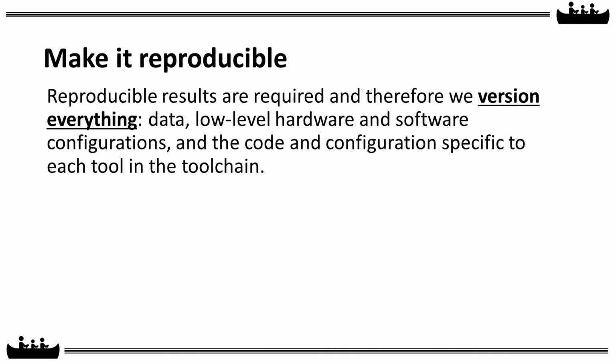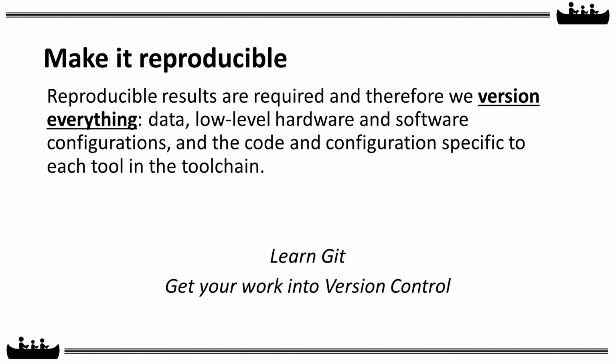The first principle is make it reproducible. Reproducible results are required, and therefore we version everything. Data, low-level hardware and software configurations, and the code and configuration specific to each tool in the tool chain. So practically, if your team is not using it today, learn the version control tool Git.